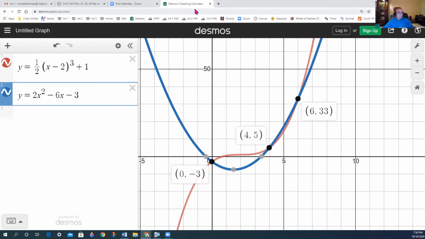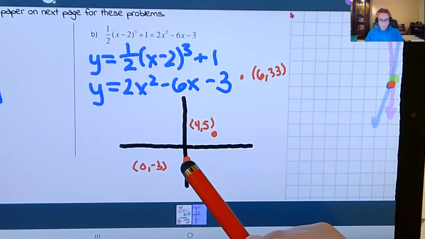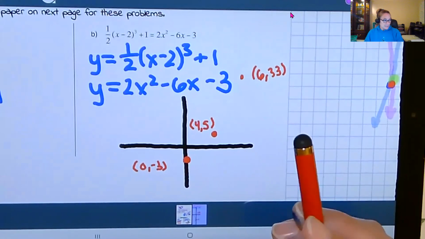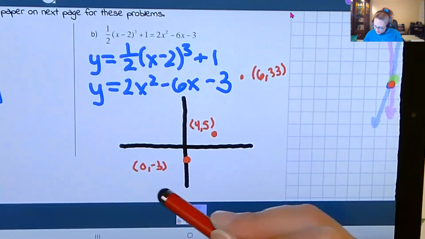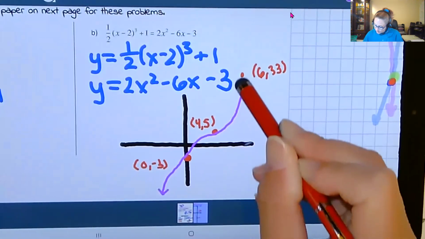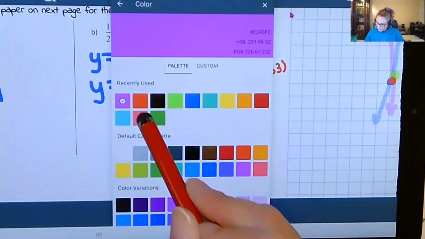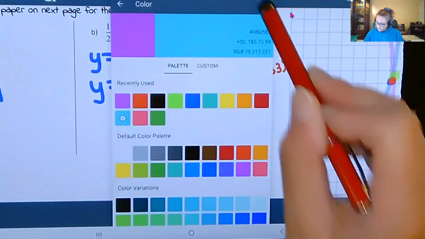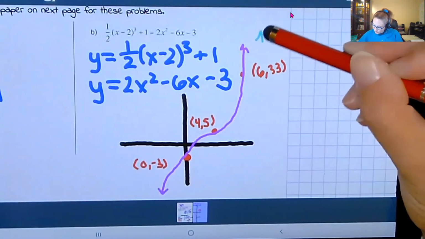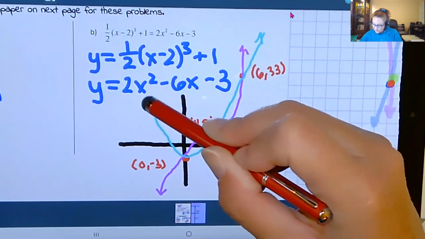Okay, so let me go back to my... So I came back here. I'm just going to do a sketch. I put down the coordinates (0, -3), (4, 5), (6, 33). Okay, and I know that one of them is a cubic, and the other one is a parabola. And again, I'm just sketching them. Okay, not making this perfect by any means. So I know it comes through this point, comes through this point, and it goes like this.